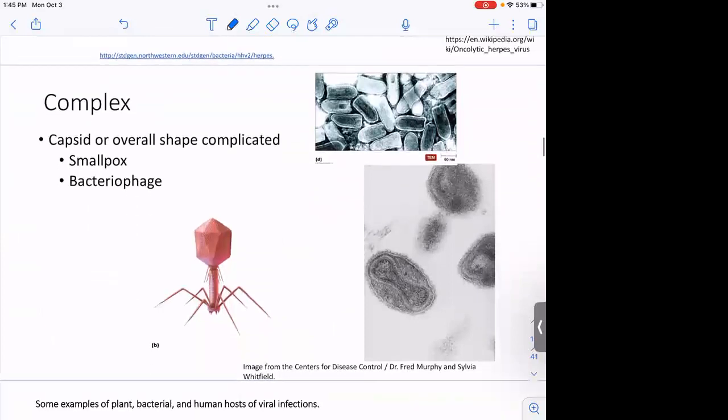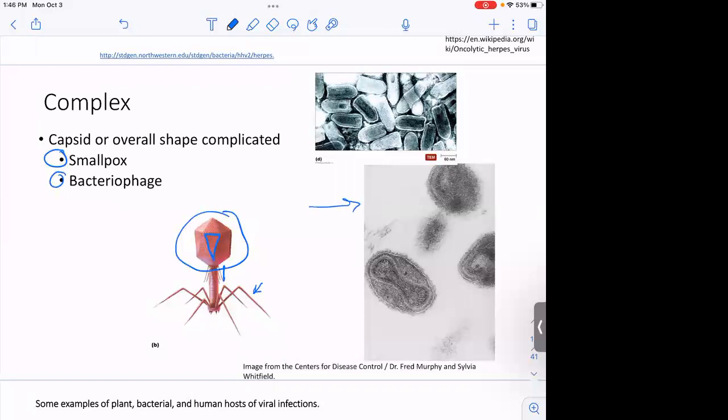And then there's this category of morphologies that really doesn't fit into polyhedral or helical. So complex is just kind of a catch-all. It just means that the overall shape is kind of complicated or maybe not symmetric. Smallpox virus is usually considered complex. It's kind of weird structure there. Sometimes we consider bacteriophages complex because they have this tail spindle and tail fibers here. And you can see this head is actually a little bit elongated. These faces here are not equilateral, it's a little bit elongated.